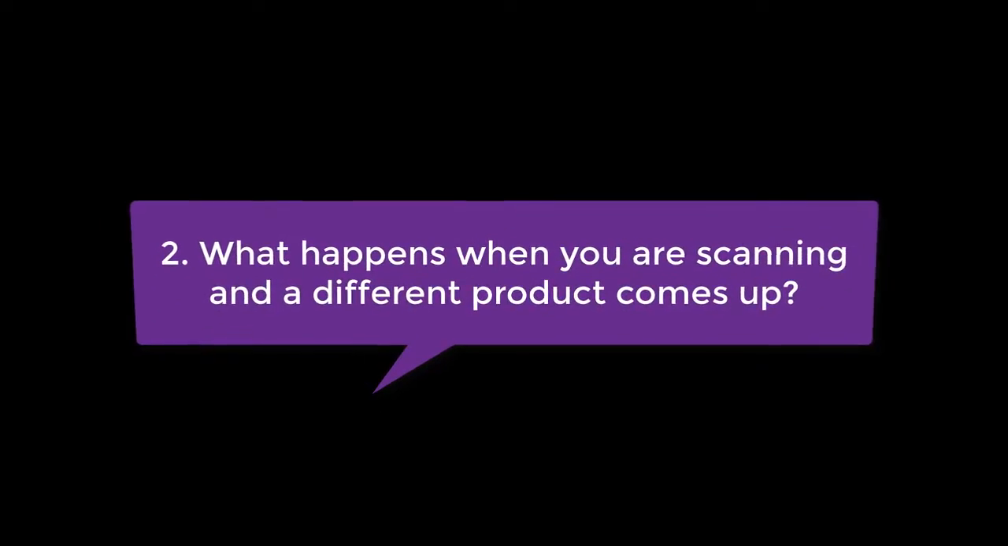Okay, so question number 2. What happens when you are scanning and a different product comes up? Alright, so let's say you're scanning some items with your phone and you've got product A here, you scan it, and it's a completely different product, whether it be a different color, a different model, or just something completely different. What should you do? Well, there's a couple things that you can do.